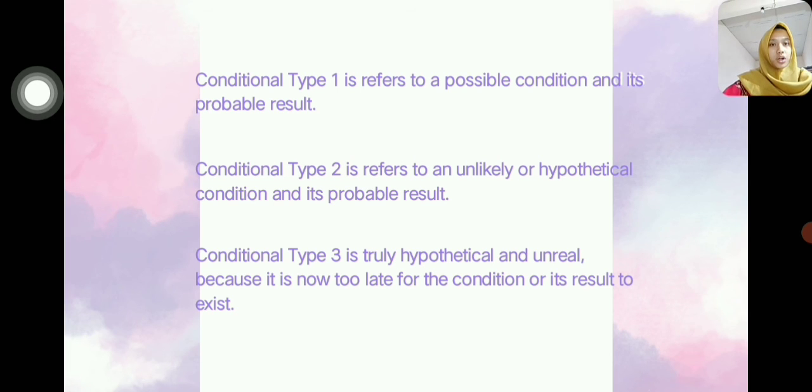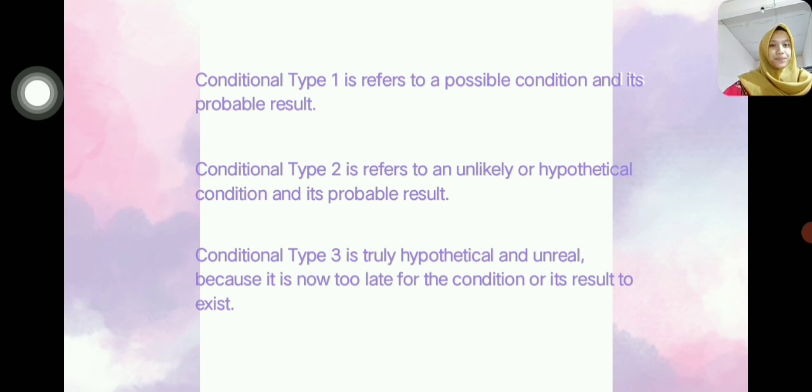Number 2, conditional type 2 has the formula: if plus simple past, present conditional or present continuous conditional. Conditional type 2 refers to an unlikely or hypothetical condition and its probable result. But in this movie I could not find an example of conditional type 2 because there is no sentence which is suitable with the formula of conditional type 2.